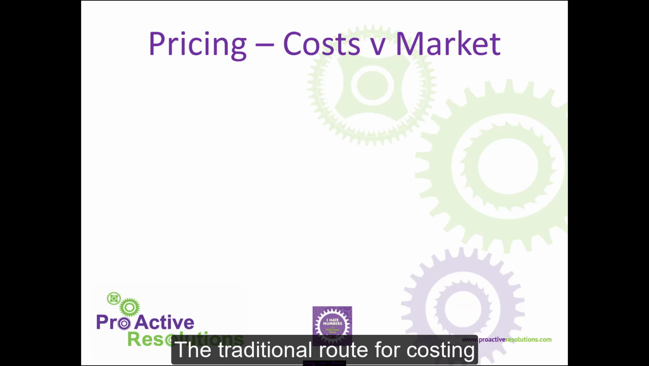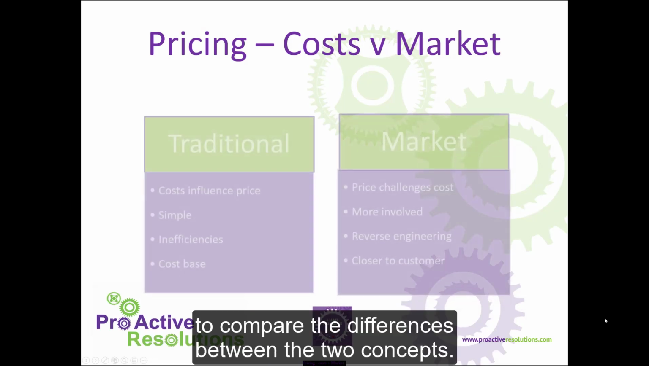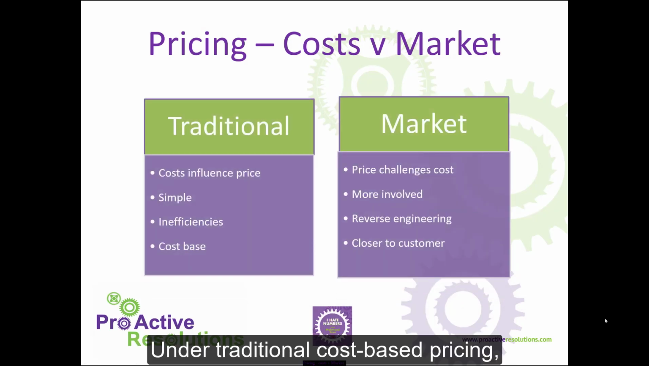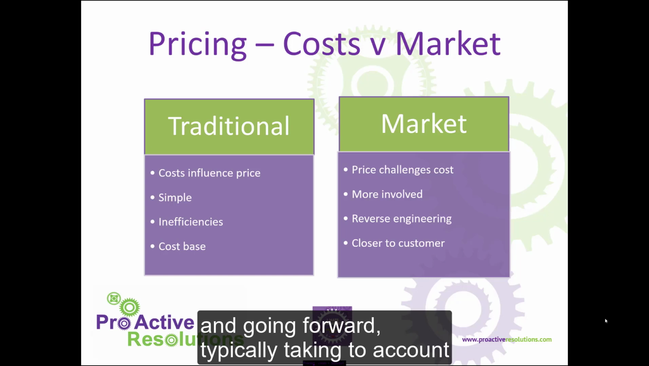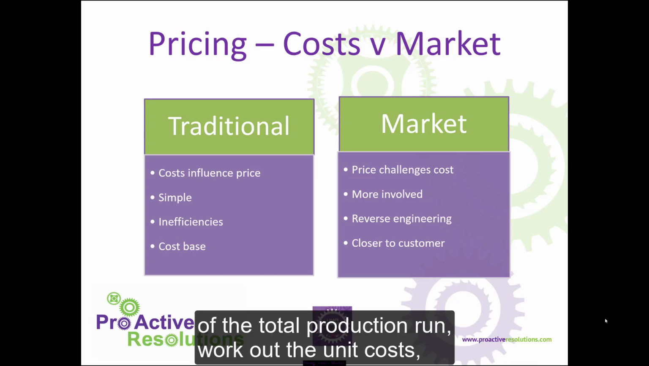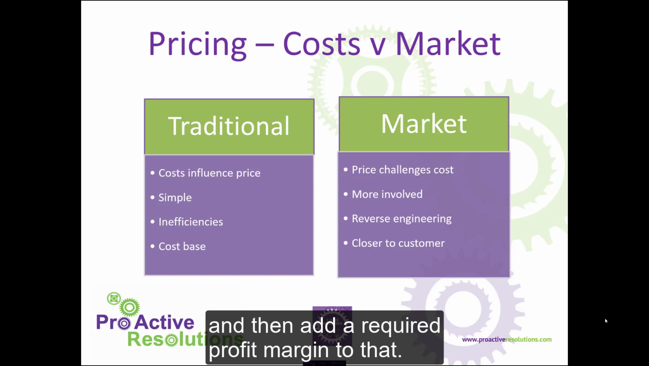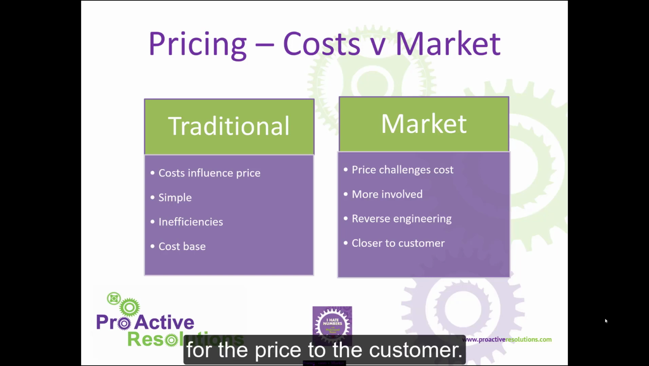The traditional route for costing is what's called cost plus pricing. And for the sake of visuals, I'm just going to introduce a table here to compare the differences between the two concepts. Under traditional cost-based pricing, a product provider would first of all work out what the costs of production are now and going forward, typically taking into account direct costs, so materials and labour costs, all the support costs and overhead costs of the total production run, work out the unit cost and then add a required profit margin to that. That would then represent the base point for the price to the customer.